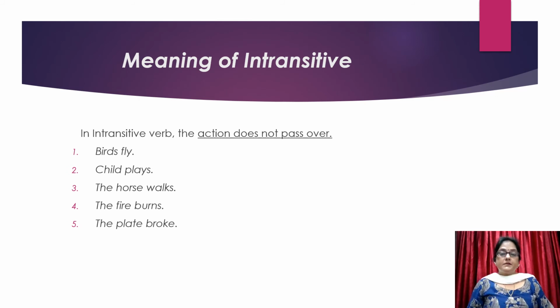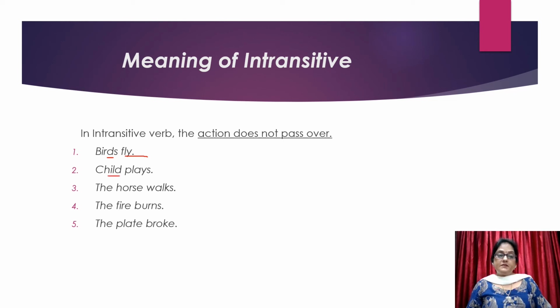Now meaning of intransitive. Another type is intransitive verb. In an intransitive verb, the action does not pass over. In very simple words, there is no object. In an intransitive verb, there is no object, it's only a state. Birds fly. Birds is the subject and fly is the verb. There is no object. The action is not passing over from the subject to the object. So this is an intransitive verb.